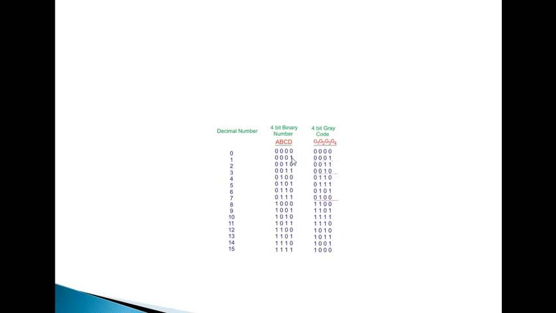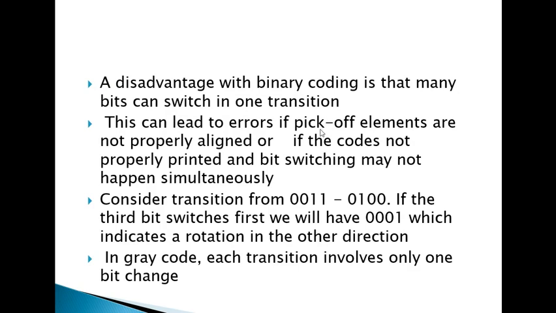Why it is like that, I am telling you, because the binary bits are changing the position. For example, 0 0 0 0 changes to 0 0 0 1. Only one bit is changed here, that is okay. But in the transition from 1 to 2, this 1 changes to 0 and this 0 changes to 1, which means 2 bits change at a time. Due to this there may be generation of errors. This can lead to errors if the pickup elements are not properly aligned, or if the codes are not properly printed, and bit switching may not happen simultaneously.